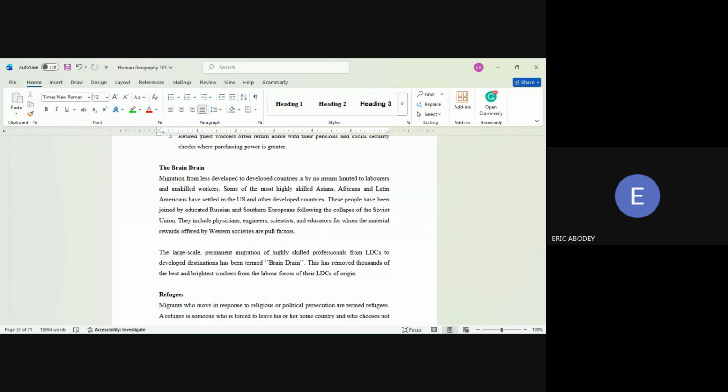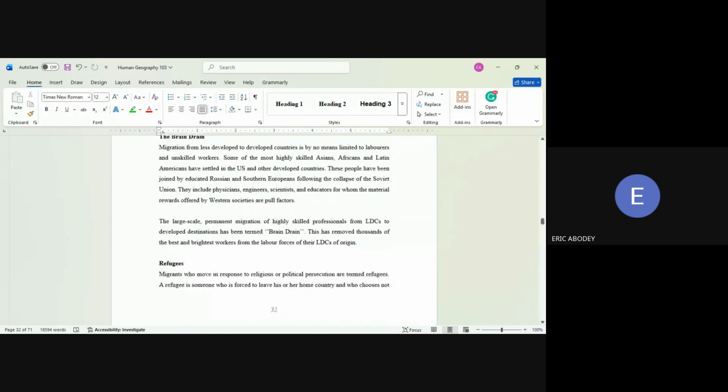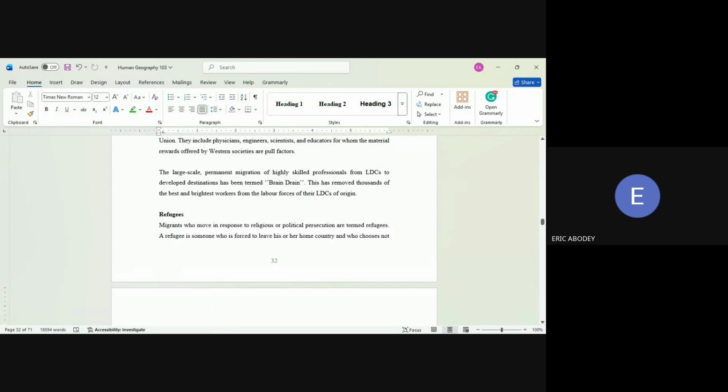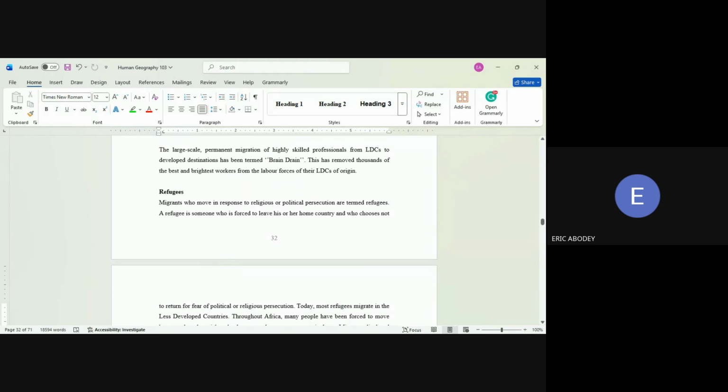Only a certificate in nursing or teacher training, only some skill, or maybe ordinary things, and your friend is a brown drain. But when it has skill, and the drain, then that one becomes brain drain. So take notice of that. Then we have what is called refugees.